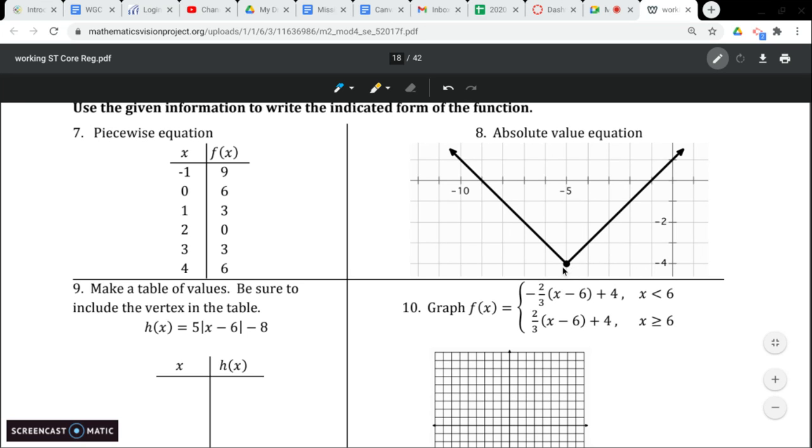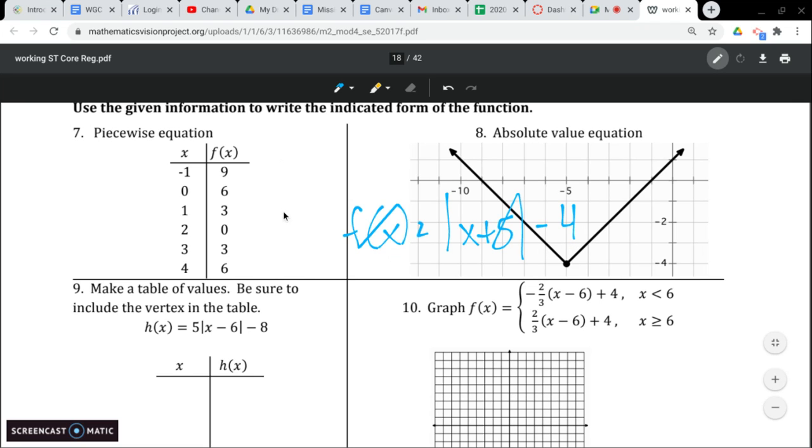So that means we're going to have f of x equals the absolute value of x plus 5, because remember, just like with quadratics, it's going to be the opposite sign on the inside, minus 4. So our equation is f of x equals the absolute value of x plus 5 minus 4.